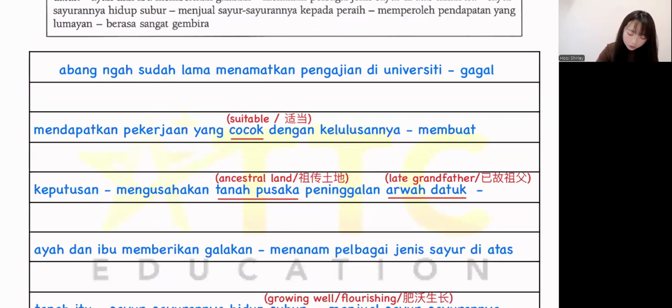I will use a black pen. So let's say I start off with Abang Ngah. Since this will be the first word, I will change it to a capital letter. So, Abang Ngah sudah lama menamatkan pengajian. It means finished study, but still failed to get a job. But, in Malay, is tetapi. So how I combine: Abang Ngah sudah lama menamatkan pengajian di universiti, tetapi dia masih gagal mendapatkan pekerjaan yang cocok dengan kelulusannya. Then I will put a full stop here.